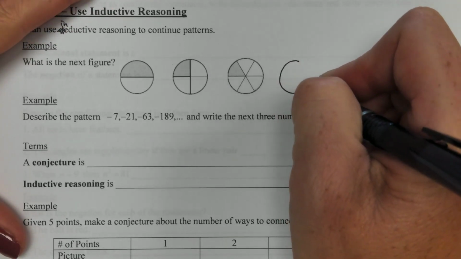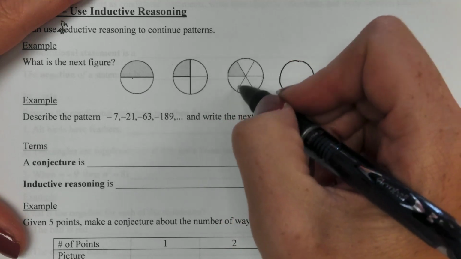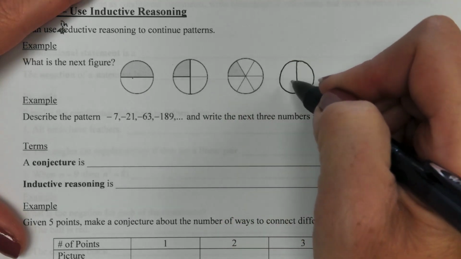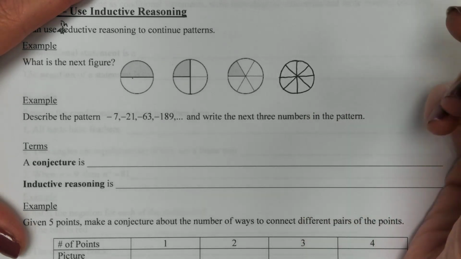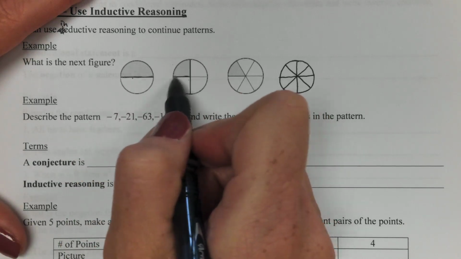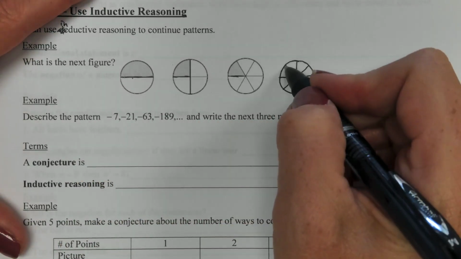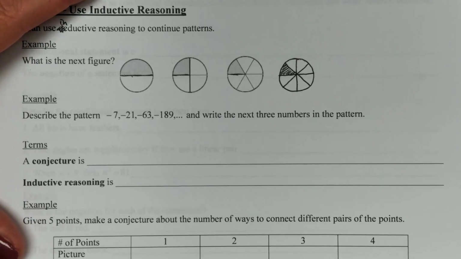So my next shape that you would draw, I went from one line to two lines to three to now I need four. And it seems I always was touching this horizontal when I went to shade, so that's where I'm going to shade again. Next, we're going to do a number pattern.